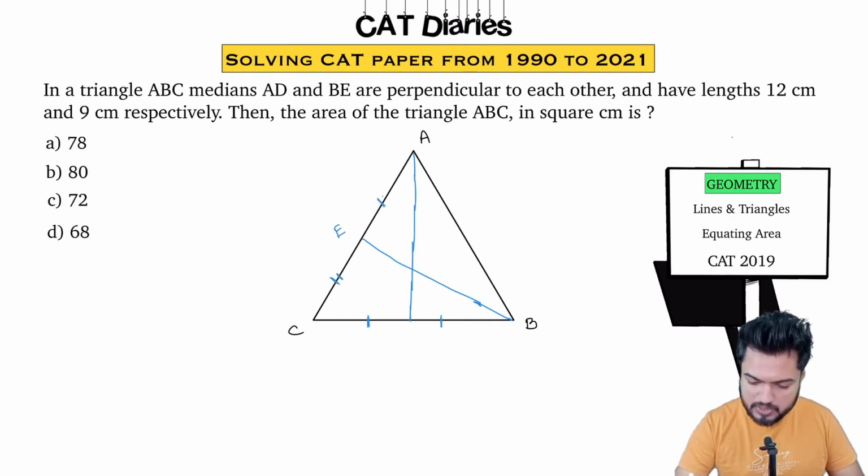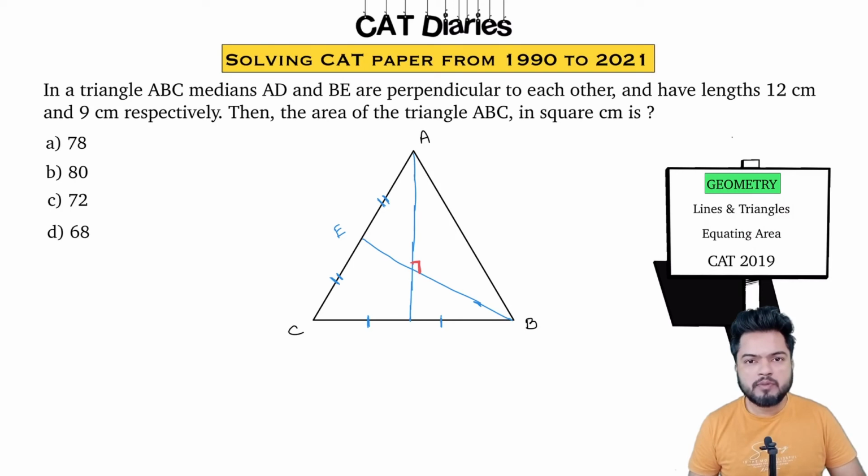But what is the important thing to notice here is they both are intersecting at an angle of 90 degrees. So this angle here is equal to 90 degrees. Okay, this becomes an important hint for me. So how do I equate area to find out area now?